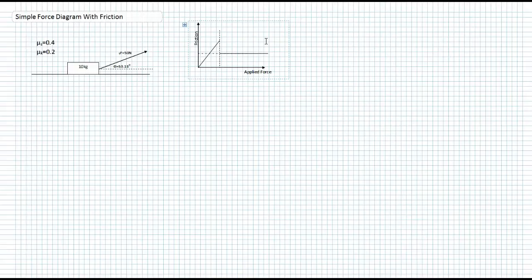Coefficients of friction are stated. The coefficient of static friction is 0.4 and the coefficient of kinetic friction is equal to 0.2. That's just the comparison between the amount of friction you have for every unit of support. To say that the coefficient of friction is 0.4 is just saying there's essentially 4 units of friction for every 10 units of support. So we'll get back to that.